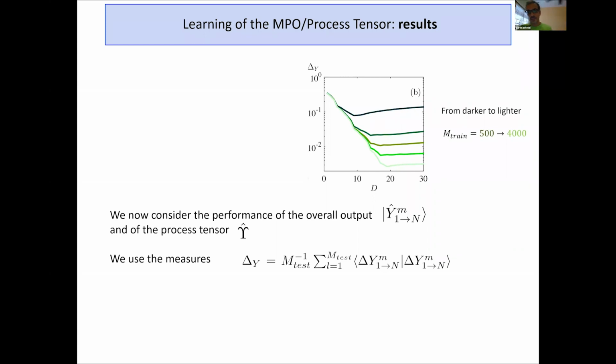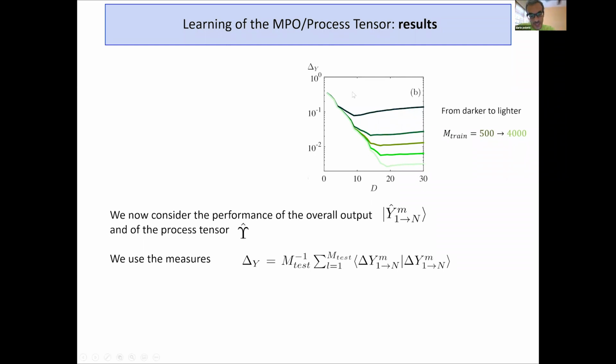Now we can also go back to the idea of how much we are learning depending on the bond dimension that we have. Here, instead of the single reduced density matrix, I look at Y, all the output. So all the outputs of Y from time 1 to time n versus bond dimension, okay? And I look at this as I train from 500 to 4,000 training data.